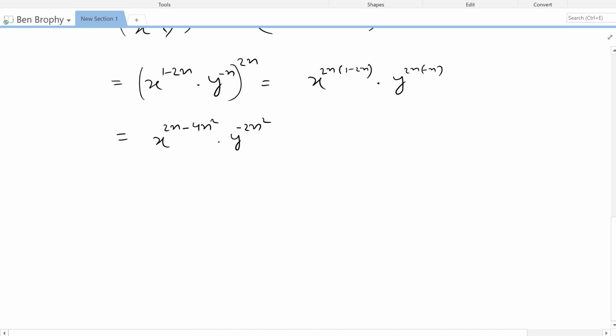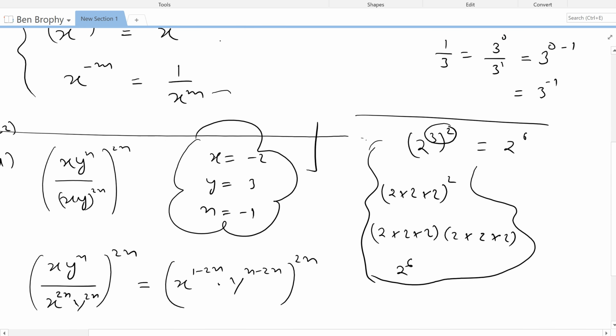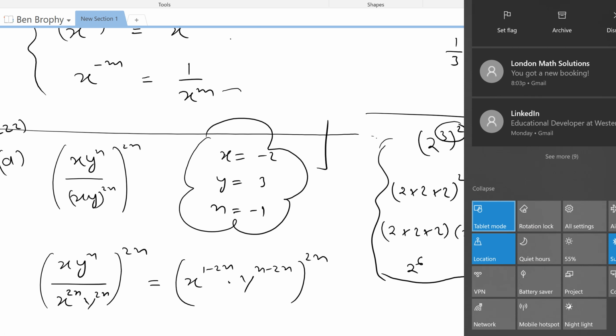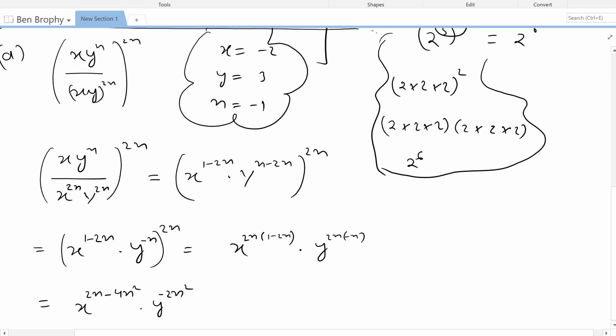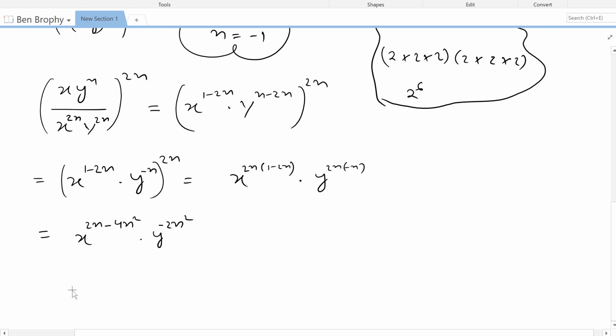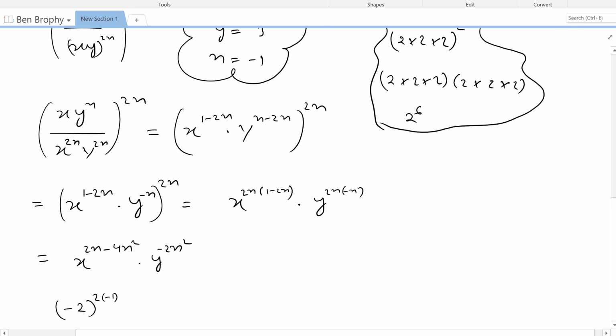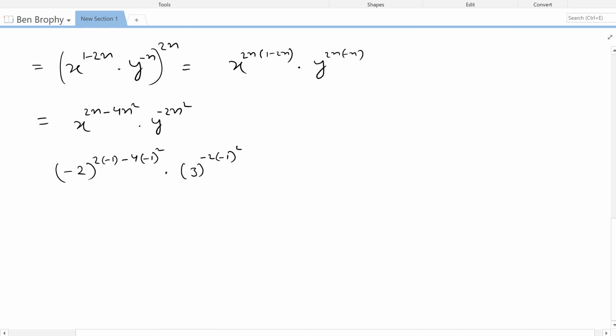Now you're going to substitute all the values that we have there. So the values that we have are negative 2, 3, and negative 1. Yes. x is negative 2, y is 3, and n is negative 1. Then minus 4, negative 1 squared, times y is 3, and negative 2, negative 1 squared.